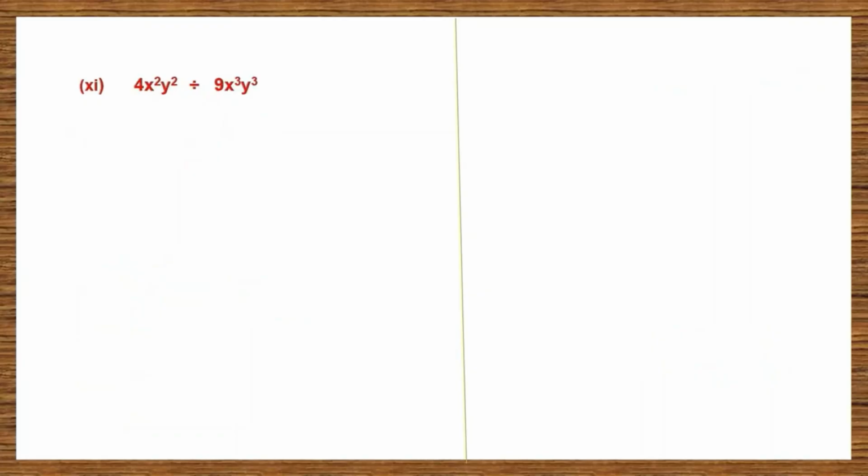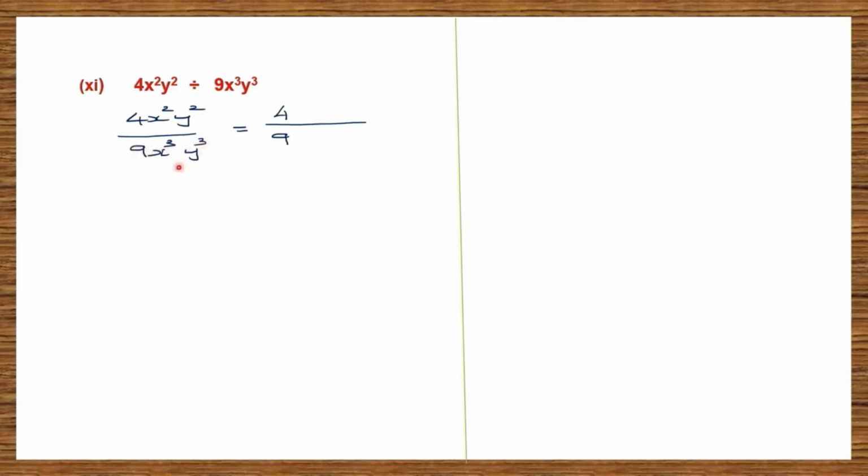Next one, question 11. 4x square y square divided by 9x cube y cube. So this is division. Now here in the numerator we have 4 and in the denominator we have 9, the numbers. Now those numbers can't be reduced, so we leave it as it is, 4 by 9. Now look at x, the power of x. In the numerator it is 2, in the denominator it is 3. Y also, in the numerator it's 2, in the denominator it is 3.